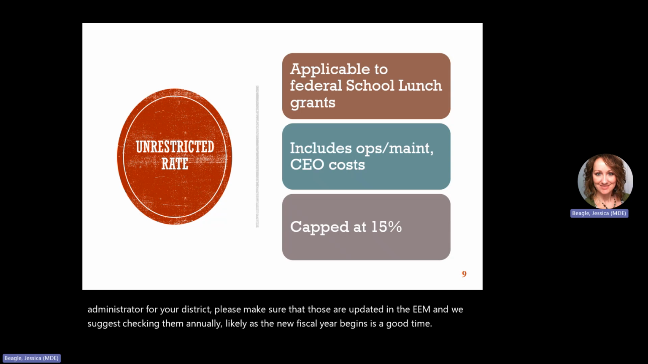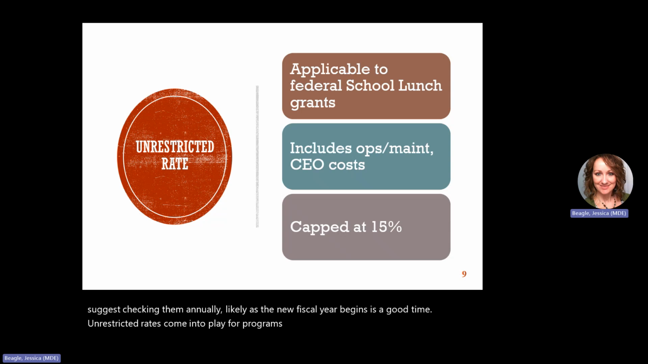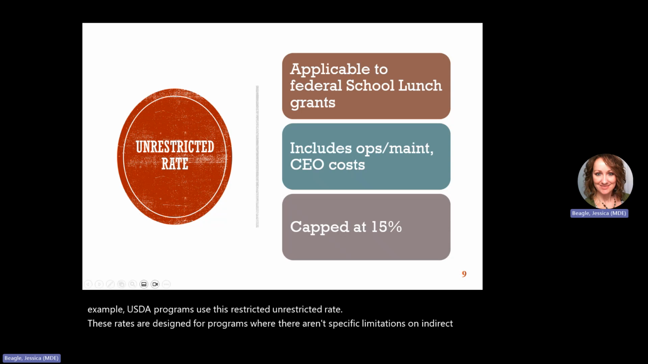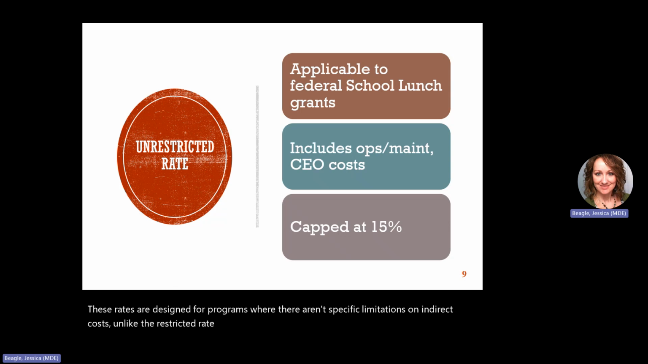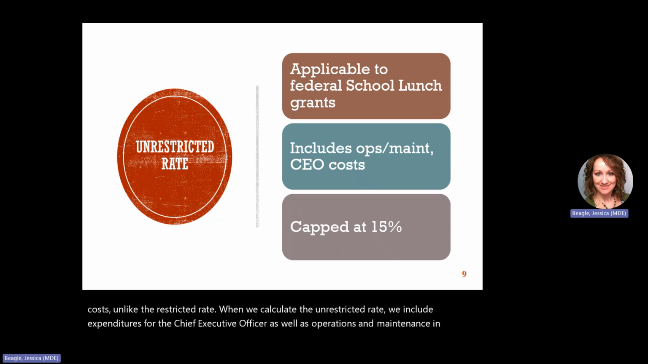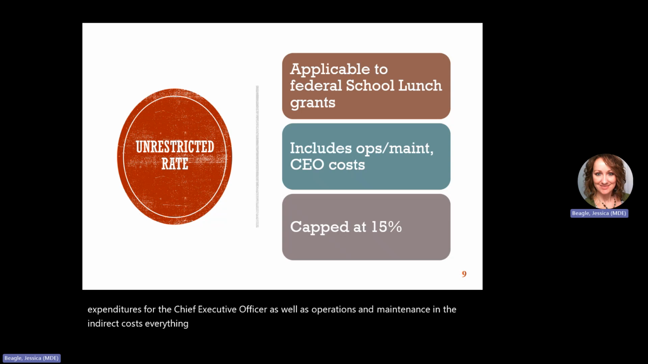Unrestricted rates come into play for programs that do not require a restricted rate. For example, USDA programs use this unrestricted rate. These rates are designed for programs where there aren't specific limitations on indirect costs. Unlike the restricted rate, when we calculate the unrestricted rate, we include expenditures for the chief executive officer as well as operations and maintenance in the indirect costs. Everything else is classified the same way as the restricted rate calculations. And just like the restricted rate, the unrestricted rate is also capped at 15%.